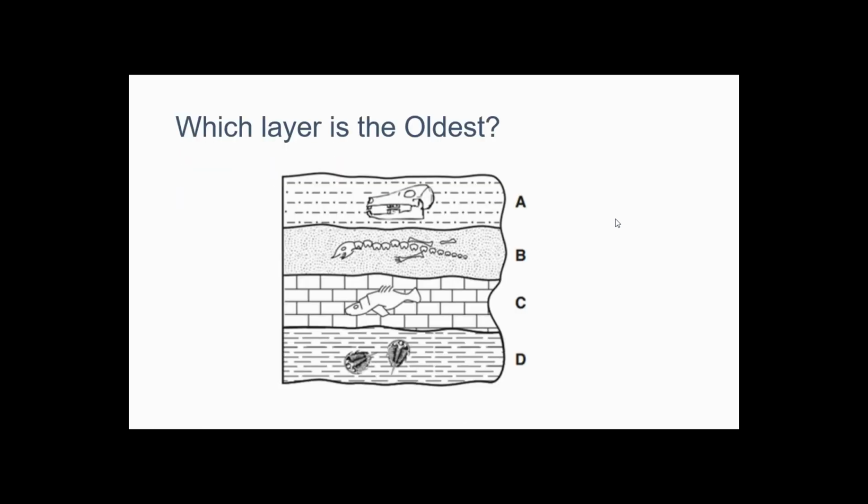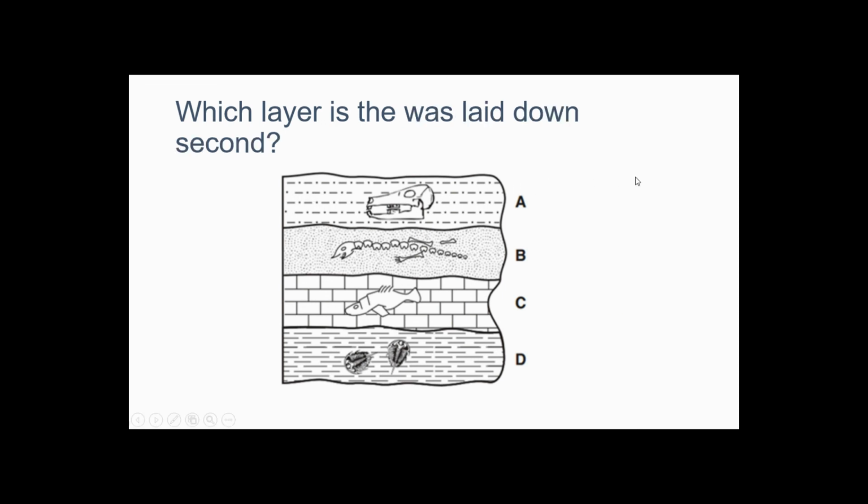Which layer is the oldest? Nice. D, you're figuring it out. Which layer is the youngest? Yeah, the top one, A. Which layer was laid down second? What was the second layer that got laid down? Well, first one would have been D. Second one would have been C.